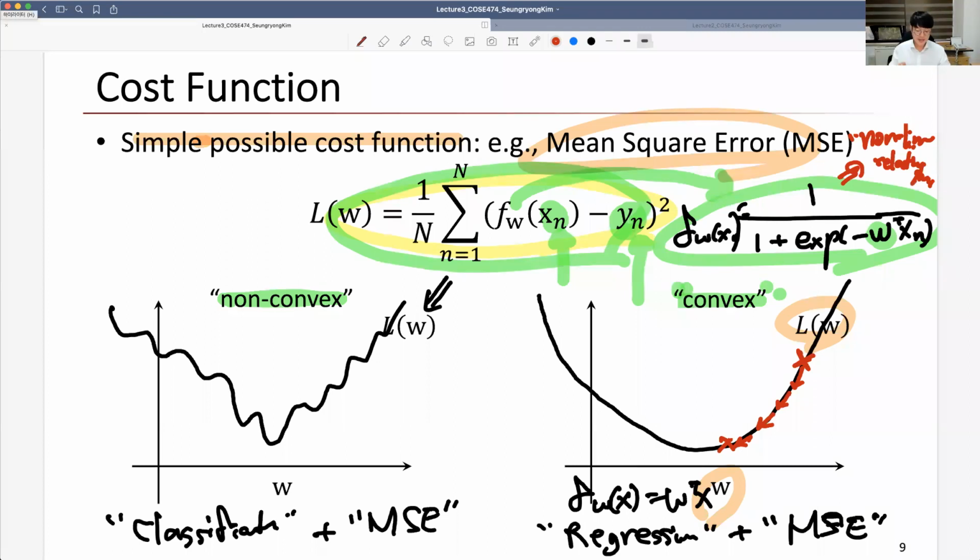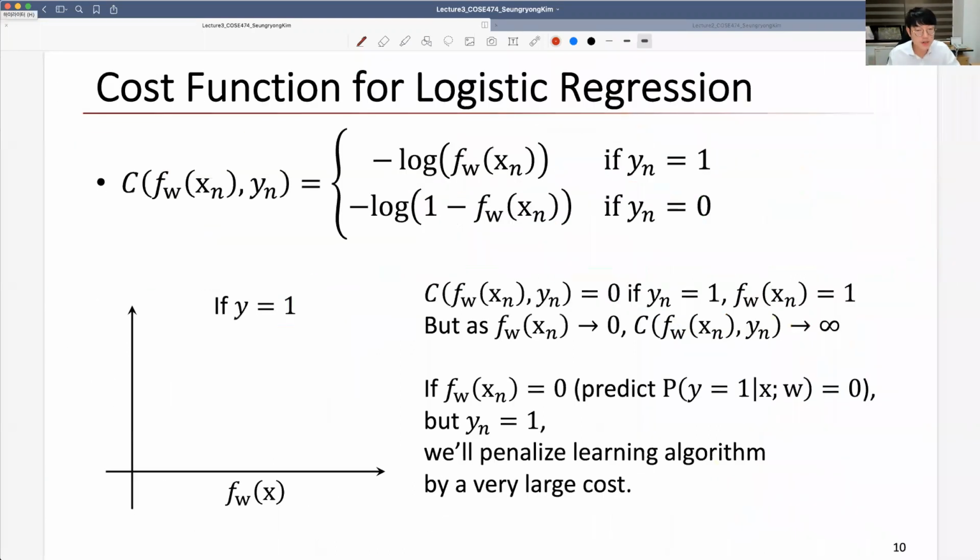So in this case, if we start from here, it will be really challenging to find the global optimum, right? This is called a non-convex shape. So it's really hard to converge by using the MSE in a classification problem. In other words, to solve the classification problem, we need to define another cost function. So here's the thing.